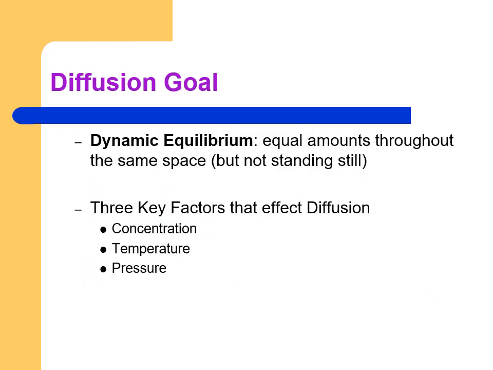So this equilibrium, its full name is dynamic equilibrium, means there are equal amounts throughout. But these molecules are not standing still. They are still moving back and forth through the membrane. They're just doing it at an equal rate, so there's no change in the cells involved. But there are things that can affect the rate of diffusion.